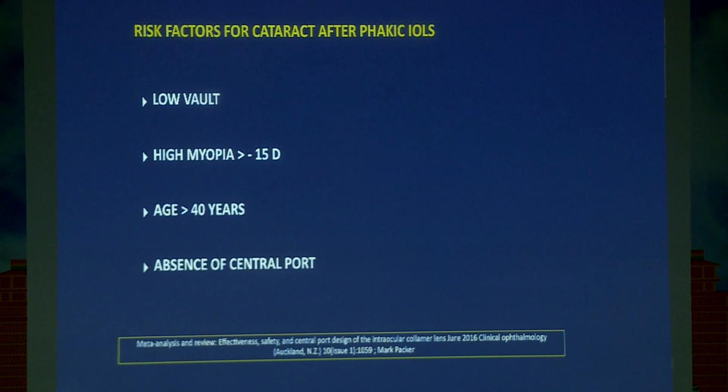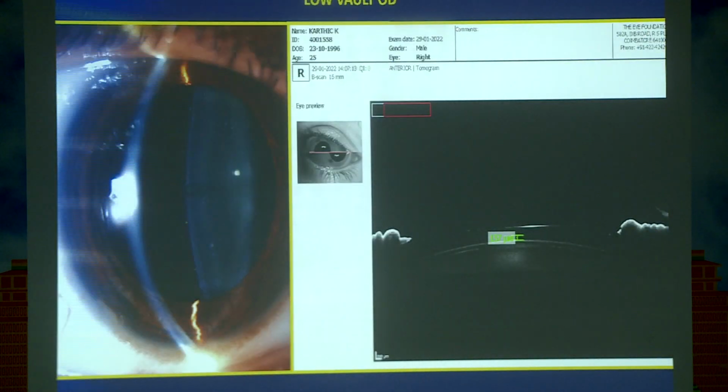Some of the factors which promote the occurrence of cataract: if it is just a nuclear sclerotic cataract which can occur in highly myopic patients, obviously it's not the phakic intraocular lens which is at fault. But if it is a low vault, especially less than 250 microns, high myopic patients, more than minus 15 diopters, age beyond 40 years, and especially absence of the central port, these are considered to be the factors which predispose to the occurrence of anterior subcapsular cataract. Now that all the imported as well as the Indian phakic intraocular lenses come with a central port, that is a significant step forward in preventing the occurrence of ASC cataract.